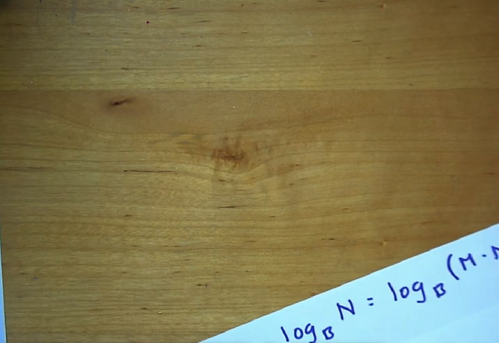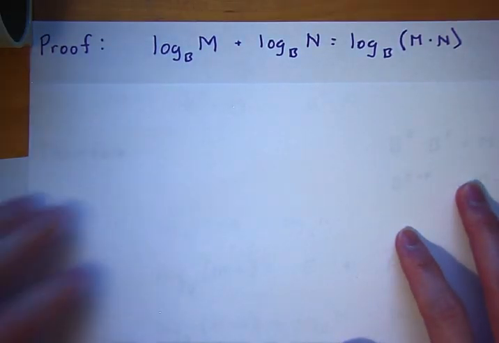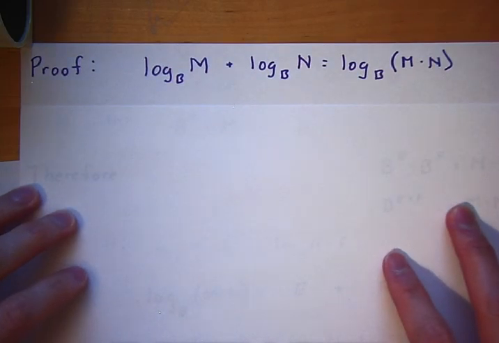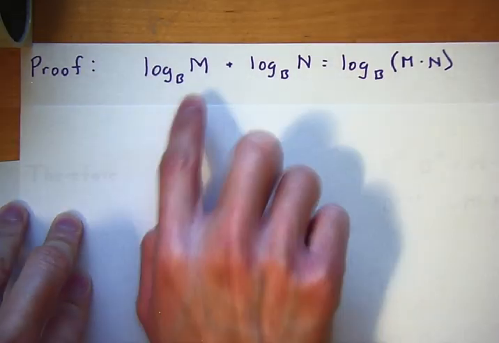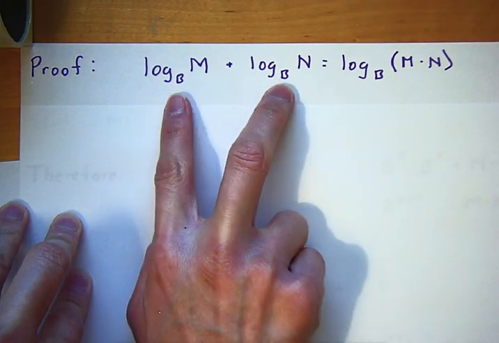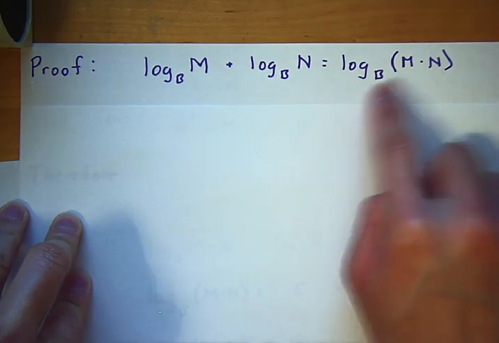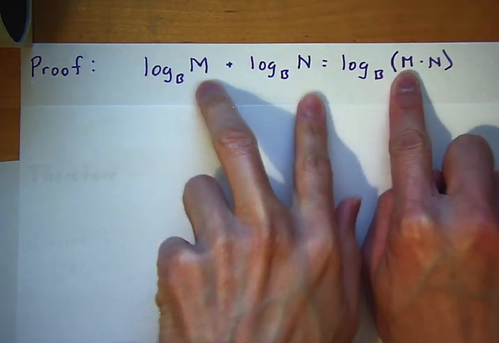Let's now prove some of those log properties we were talking about earlier. We're going to prove that very first one. So we're proving that if you're adding two logs together with the same base, that's the same as one log with these two numbers multiplied together.